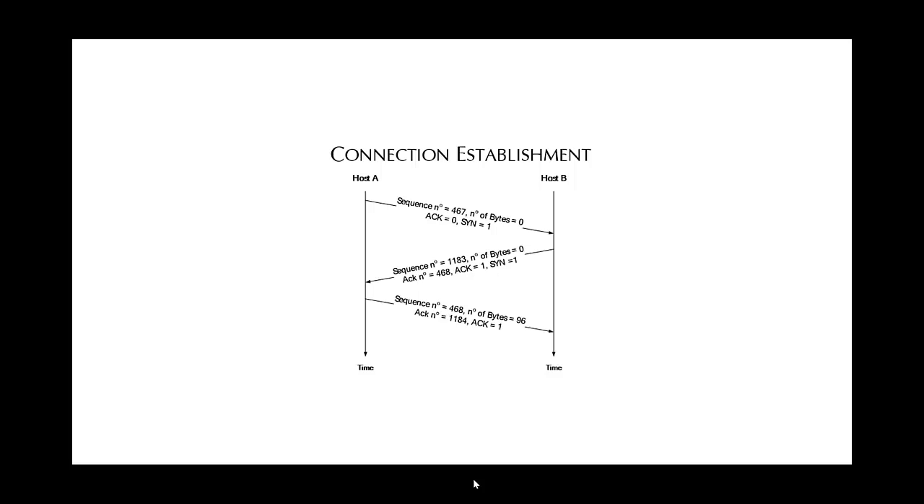Host A sends a segment which acknowledges host B's synchronization segment and contains the first data sent to host B. This process is sometimes known as a 3-way handshake.